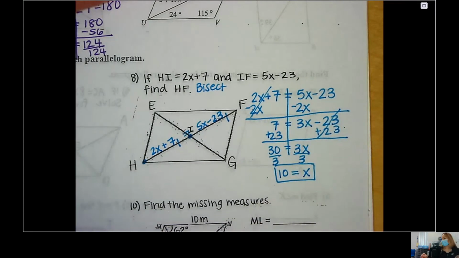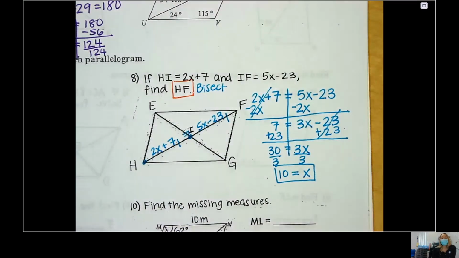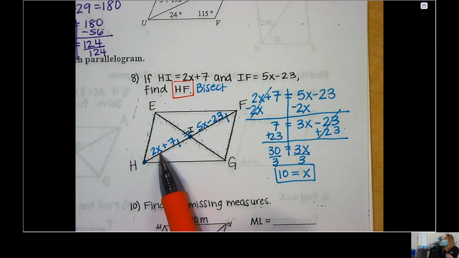Now, am I finished? Why? Okay, so I need to find the full length of HF. So what should I do to find that full length? Plug it into x. Now, which one should I plug it into? Does it matter which one I plug it into? No, why not? Oh, they're the same, right? So it doesn't matter. I could plug it into either one. Frankly, if I were you, I'd plug it into this one. This one looks a little bit easier, doesn't it?